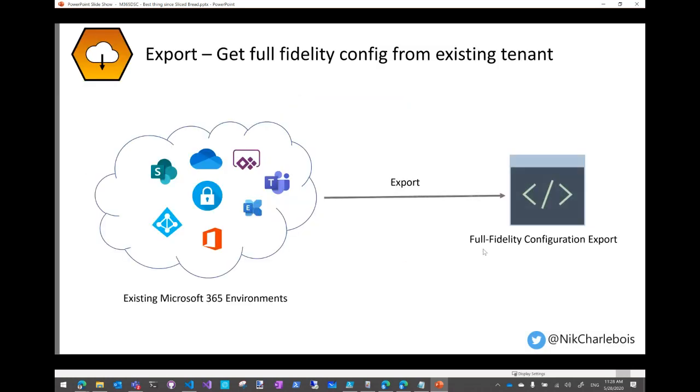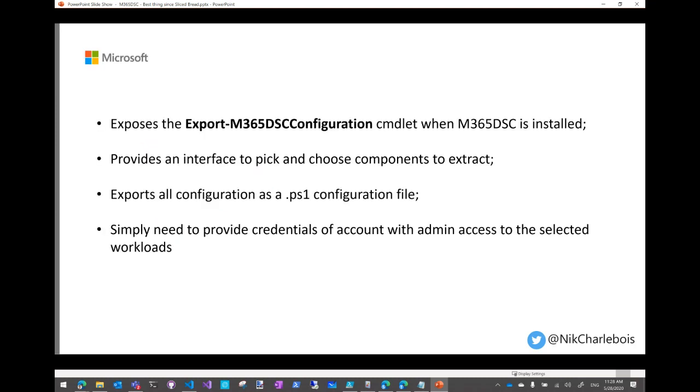So going back to the slides, let's talk about the third pillar, which is the export, which is probably one of the biggest pillars that we have. It's the ability to point the tool at any existing environment and extract full fidelity configuration from it. The tool will automatically export. It exposes a command called Export-M365DSCConfiguration. If you run that, it will provide you with a graphical user interface where you can pick and choose what components you want to extract.